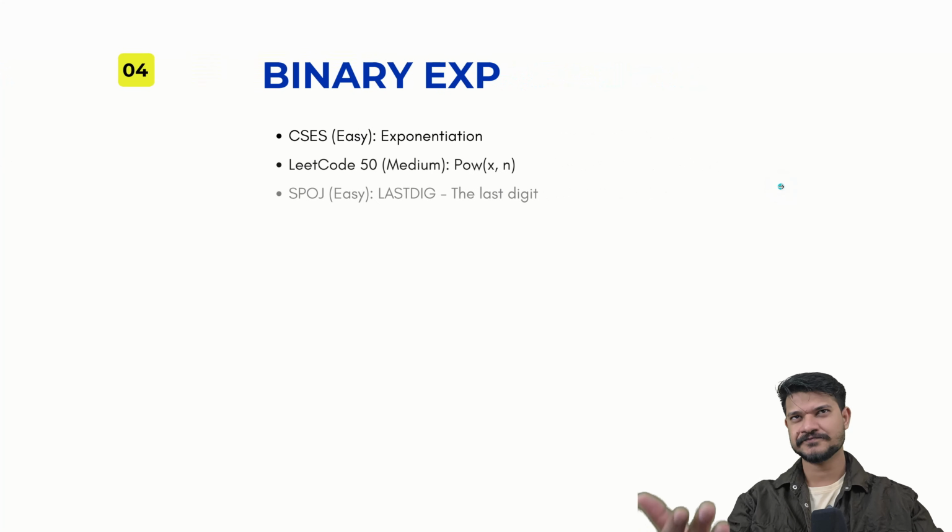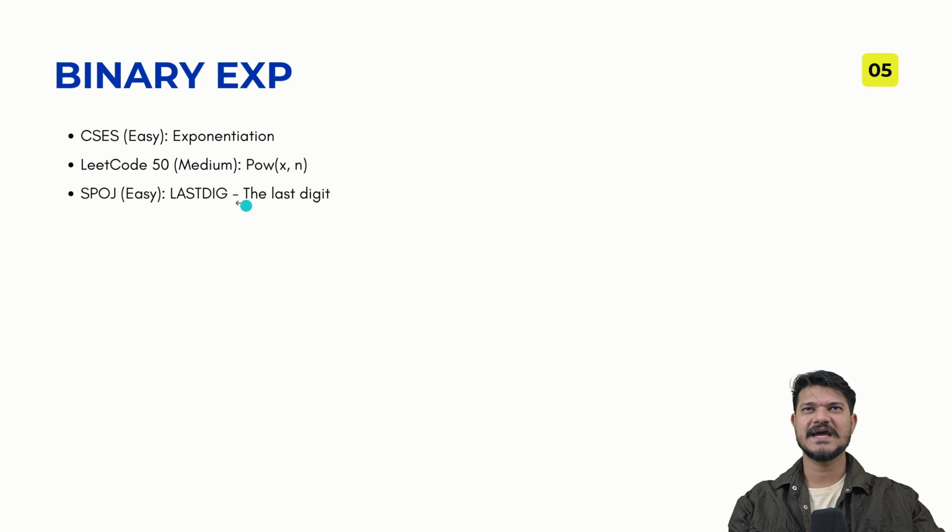Finally, we have binary exponentiation. As of now, since this is a single concept, later we'll learn matrix exponentiation and the solution of a recurrence relation. We'll learn that later, and then I'll give you much more difficult problems. So as of now, you can solve these three problems: easy, easy, and medium, from CSES, SPOJ, and LeetCode. So yeah, these are the problems you can solve.